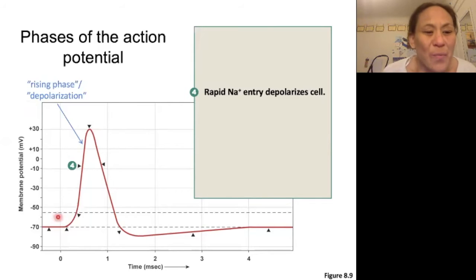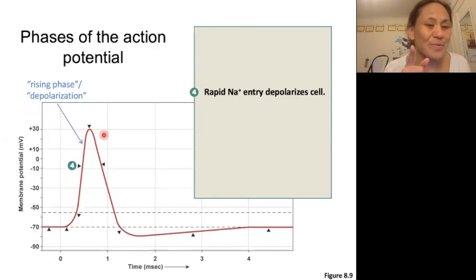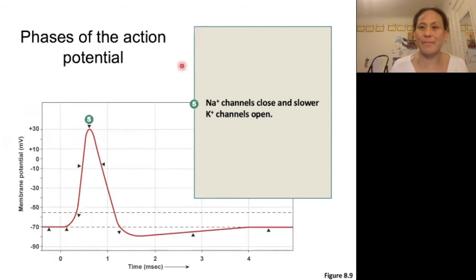Okay, so we have this rapid depolarization happening. Sodium is coming in to move towards its equilibrium potential of plus 60 millivolts. However, it does not make it all the way there, okay? So let's talk about why it doesn't make it all the way there. We're going to move on to the next step here, okay?